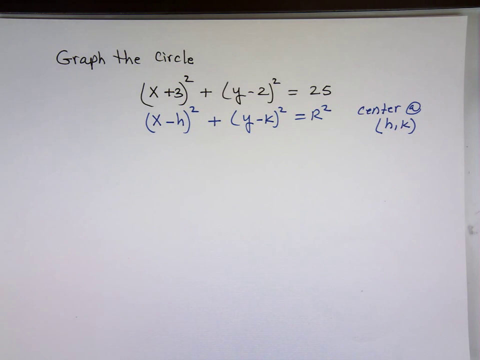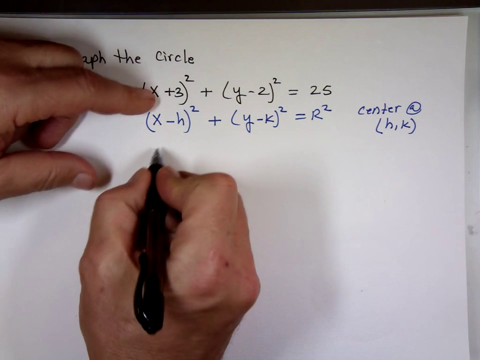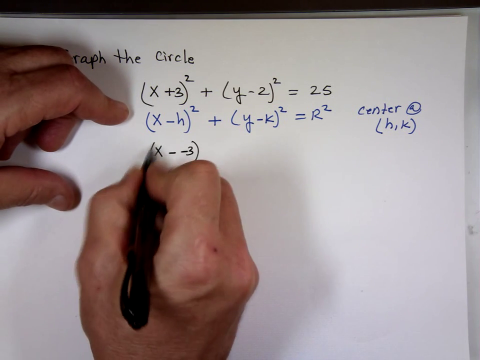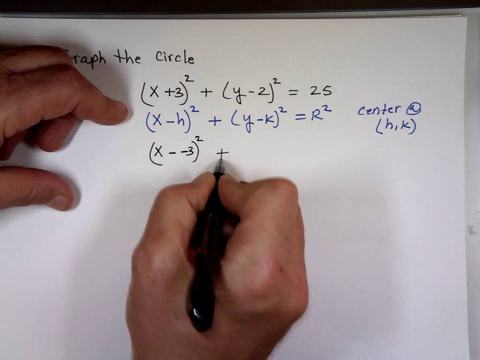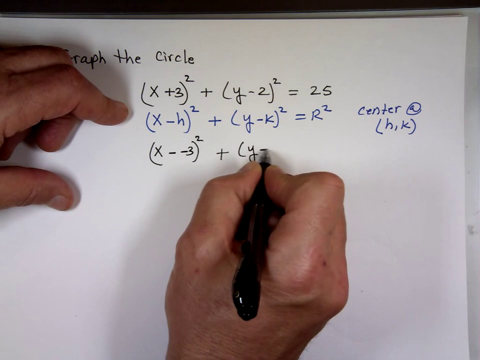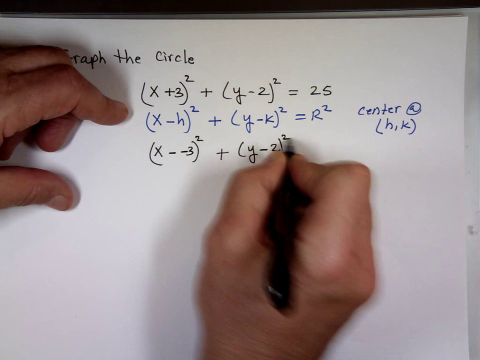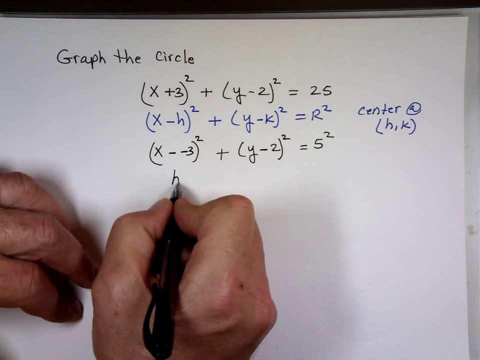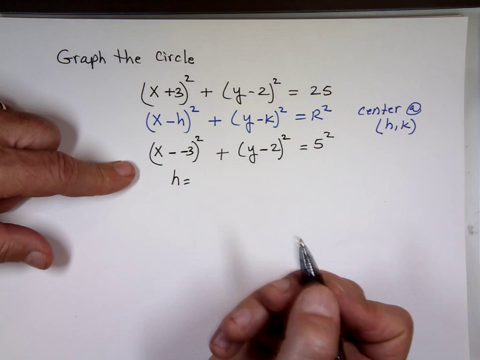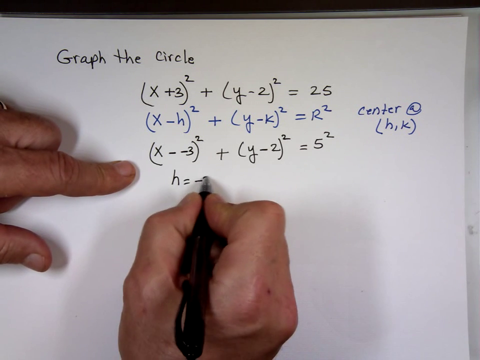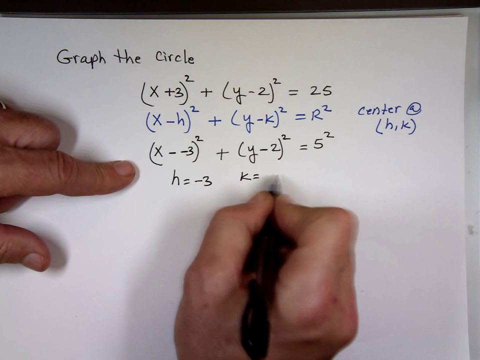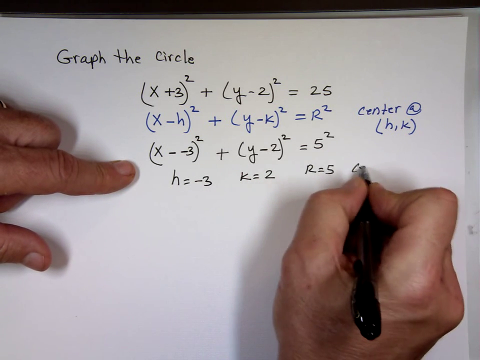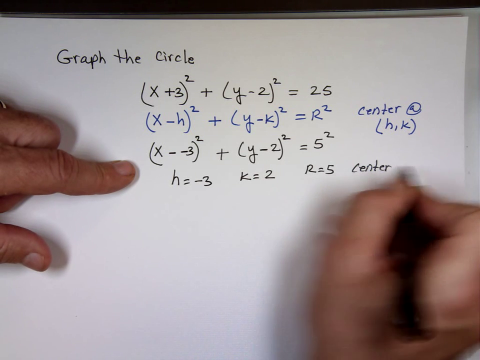So let's make this one look like this. So instead of plus, I'm going to make that x minus what? Negative 3. Y minus 2 squared. And the 25 will be what? 5 squared. So what is h here when you compare the two of them? Negative 3. And what's k equal to? Plus 2 and r equals 5. My center where? Negative 3 comma 2.